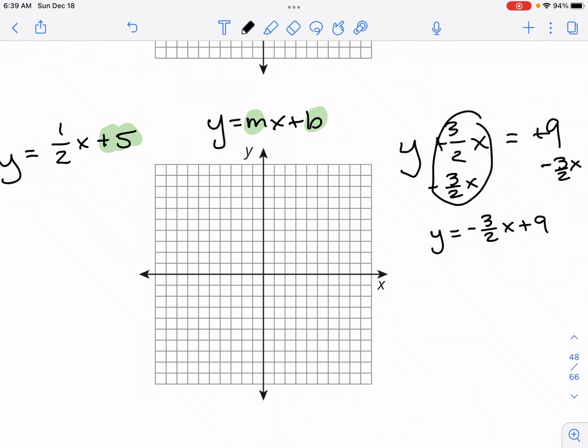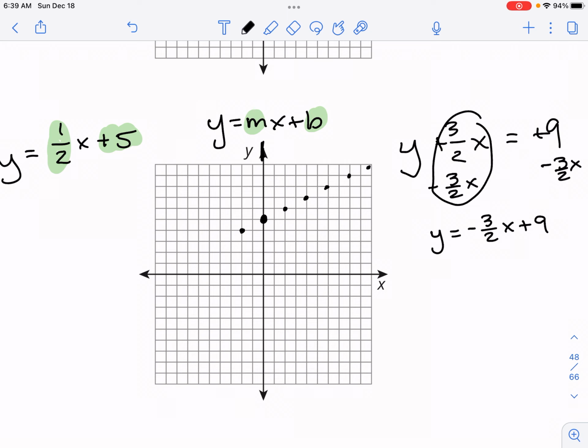So I'm going to begin on the y-axis, always the y-axis here. So positive 5: 1, 2, 3, 4, 5 right here. And then now I'm going to graph based on my slope. So slope is rise over run, 1 over 2. This means I go up 1, right 2. So up 1, right 2. And we'll just continue that pattern.